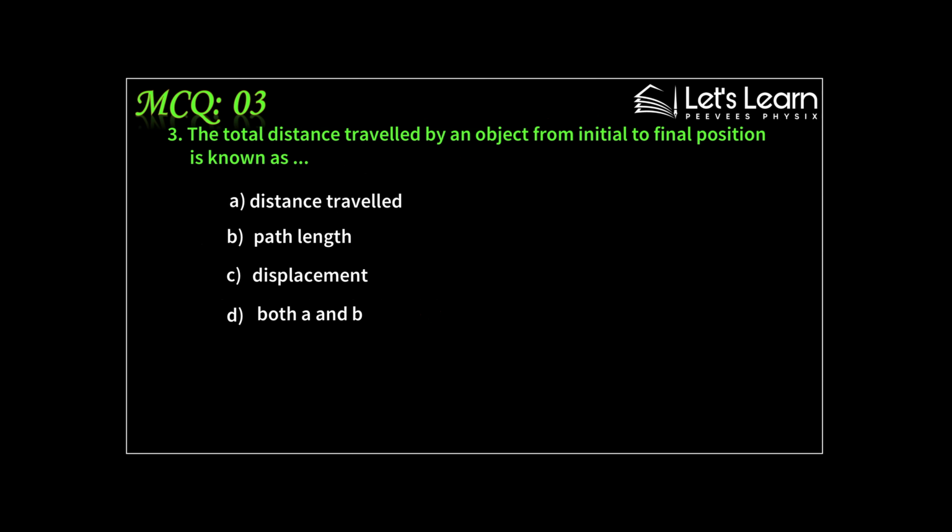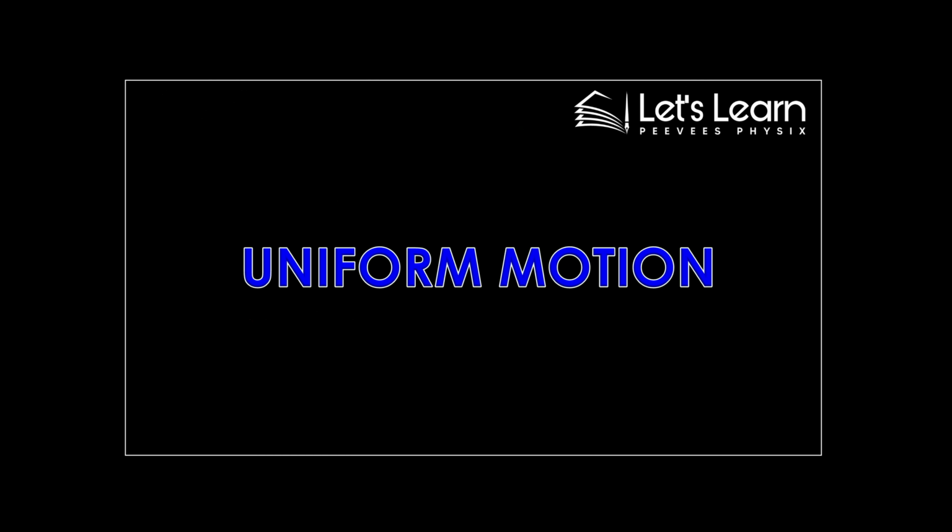Another MCQ. The total distance traveled by an object from initial to final position, we call it as distance traveled, path length. Both of them are correct. So the answer is D. We move on to uniform motion.